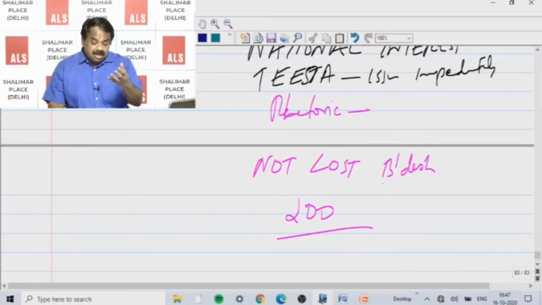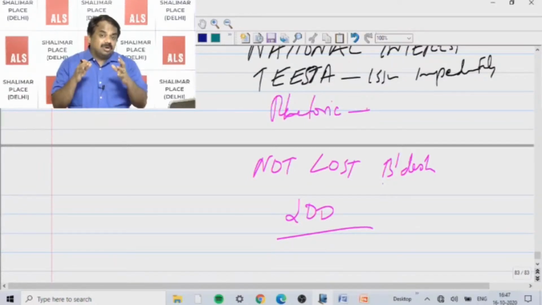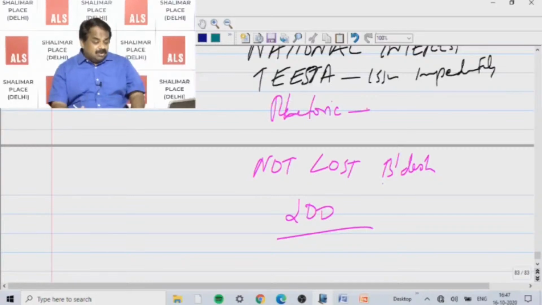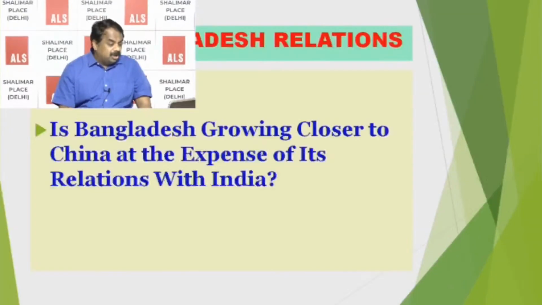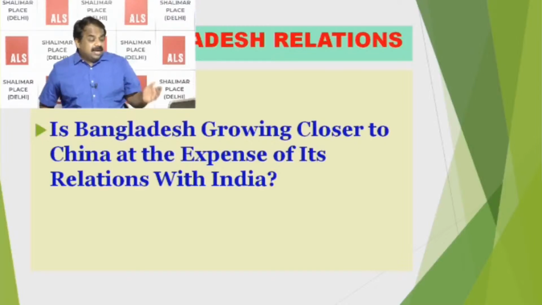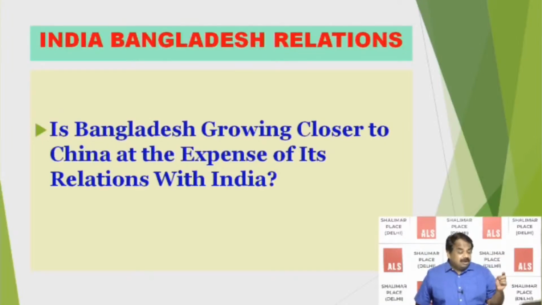And if Bangladesh is on our side, it is always an asset. It will always be an asset for India. So we should not be losing it. So, is Bangladesh growing closer? Is it at the expense of India? We can make it at the expense. But if you work hard, Bangladesh may have an independent relationship with China, and at the same time we can continue our good relationship with India. So both are possible, at least with Bangladesh, and we should not be too sentimental about the Chinese.